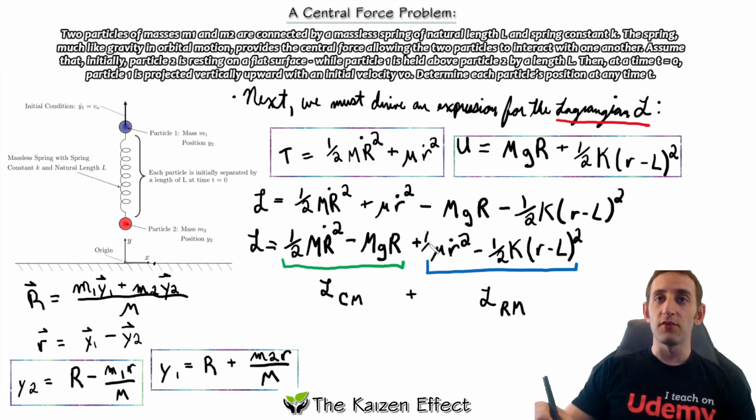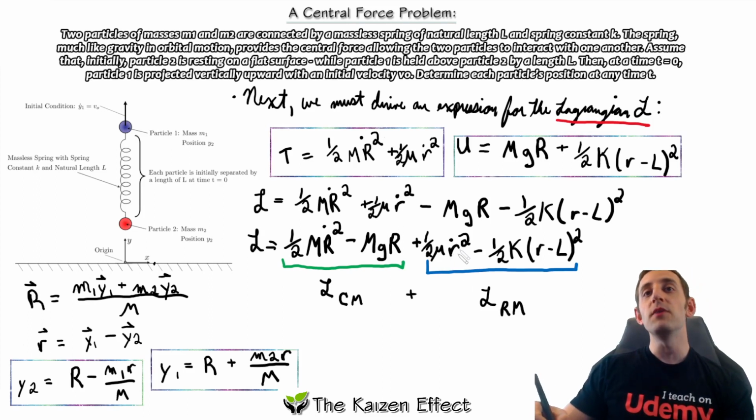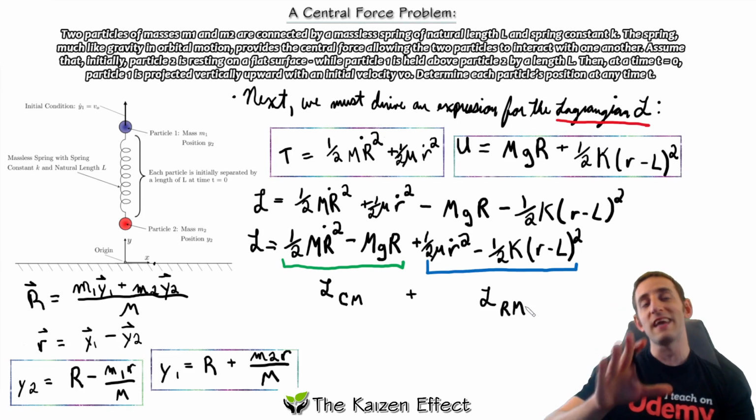1/2. I actually missed a term here. I forgot to carry this through, so this should be a 1/2 right up here. Apologize for that. Let's put that in. But anyway, it's our kinetic energy, 1/2 mu r dot squared, and we're subtracting our potential energy that's associated with the relative motion. So that's an important implication.